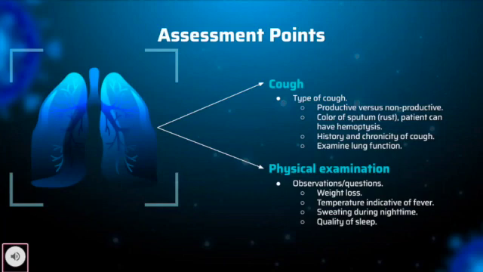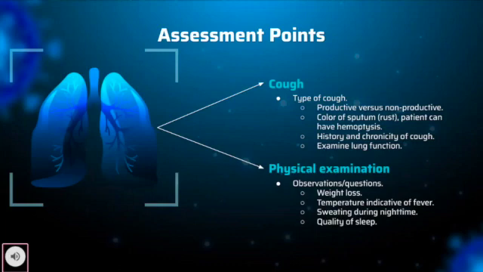After asking questions about the cough, we want to examine their lung function. We want to see exactly how the lungs are working. A patient with tuberculosis is going to have compromised lung functions. It's important for us to make sure to look at that as well as the cough itself and what the cough is producing.